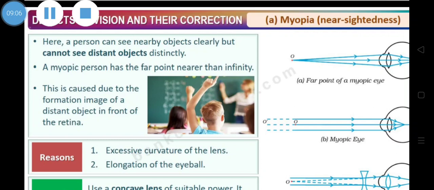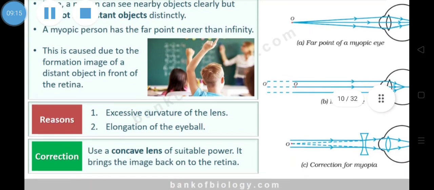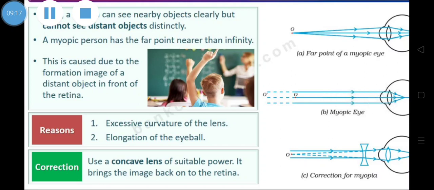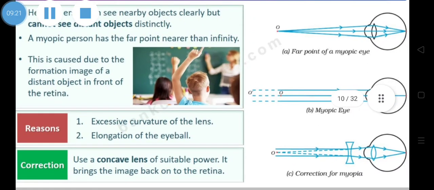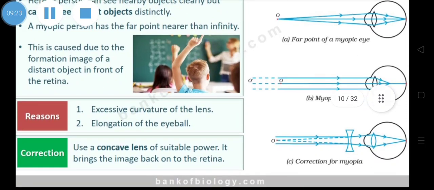This is caused due to the formation of the image of a distant object in front of the retina. The reasons are excessive curvature of the lens and elongation of the eyeball. And how can we correct it? If a person wears spectacles with a concave lens of suitable power, then it can be corrected. It brings the image back on the retina.